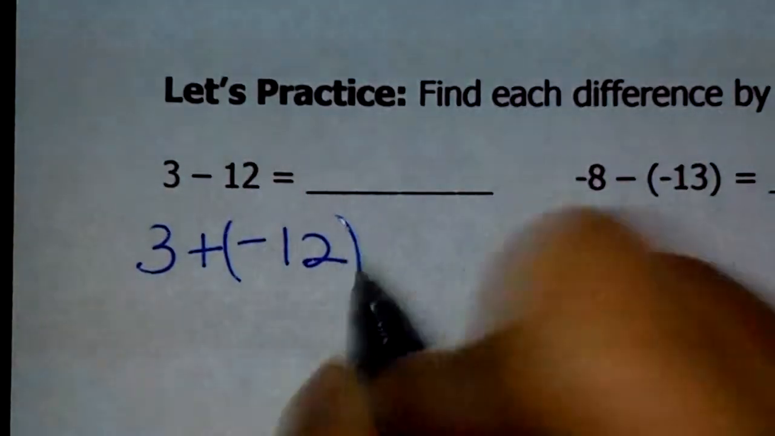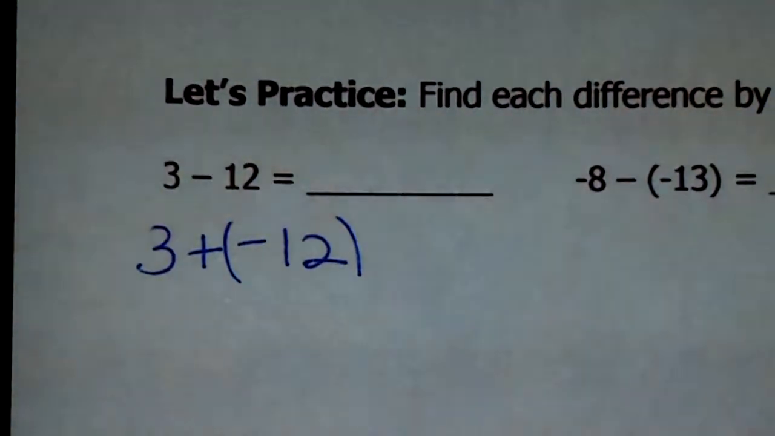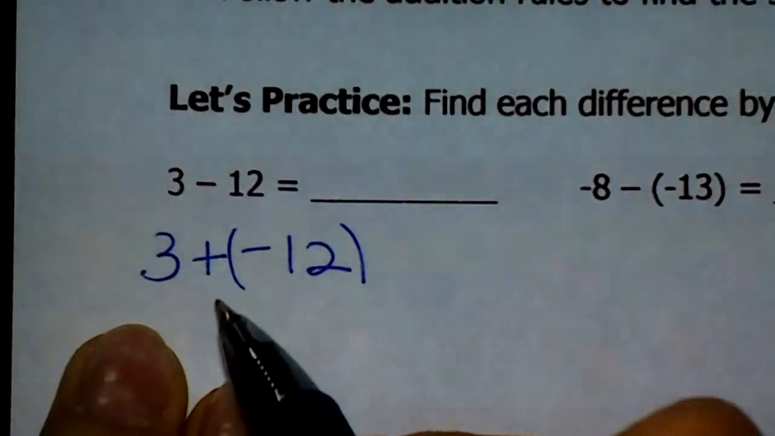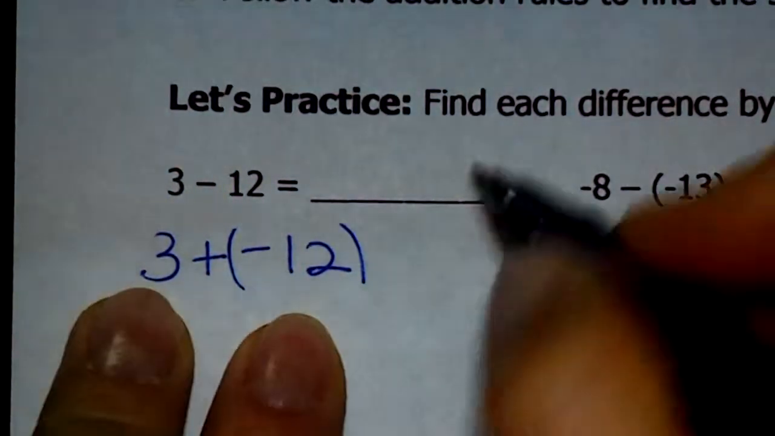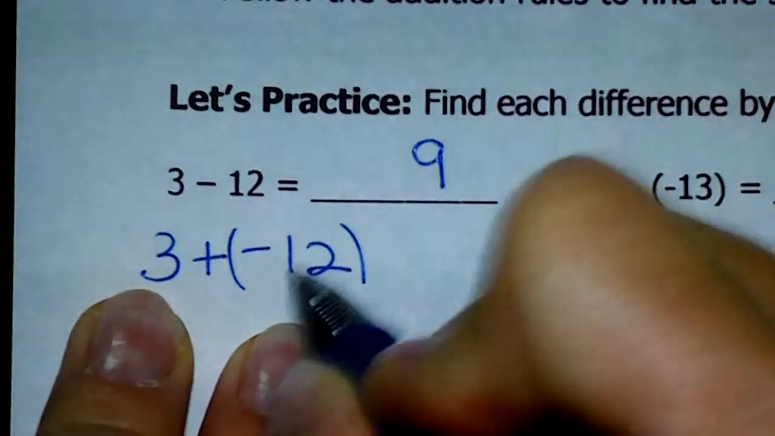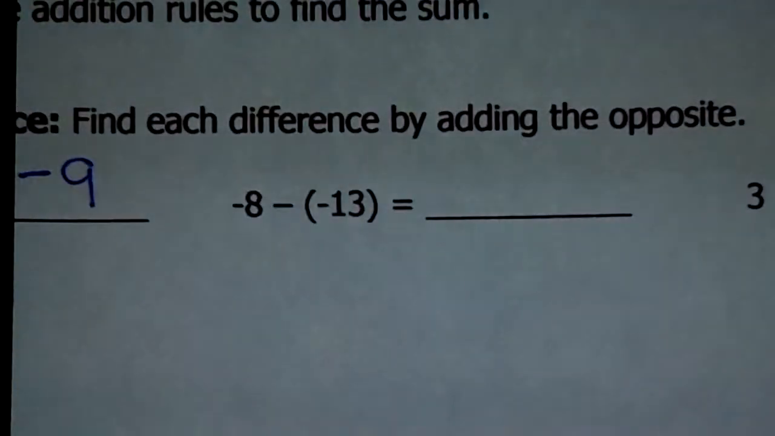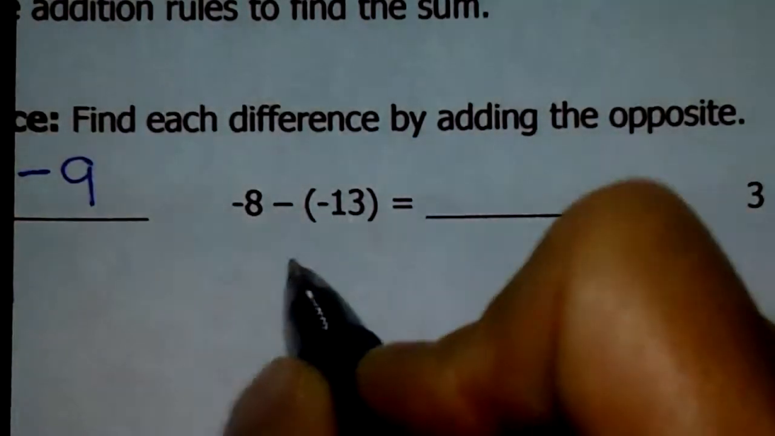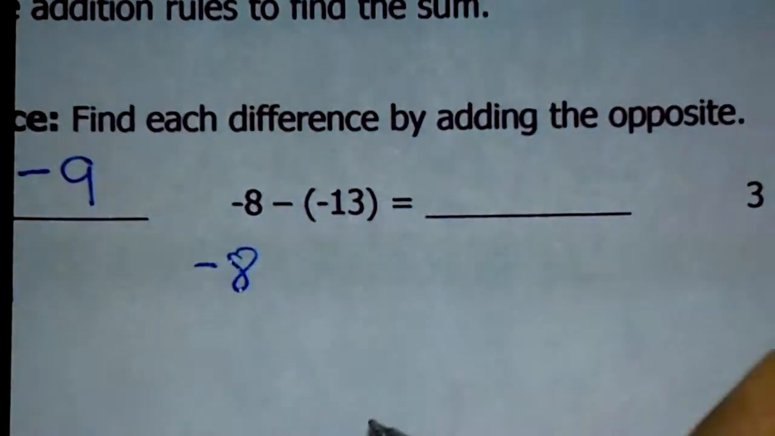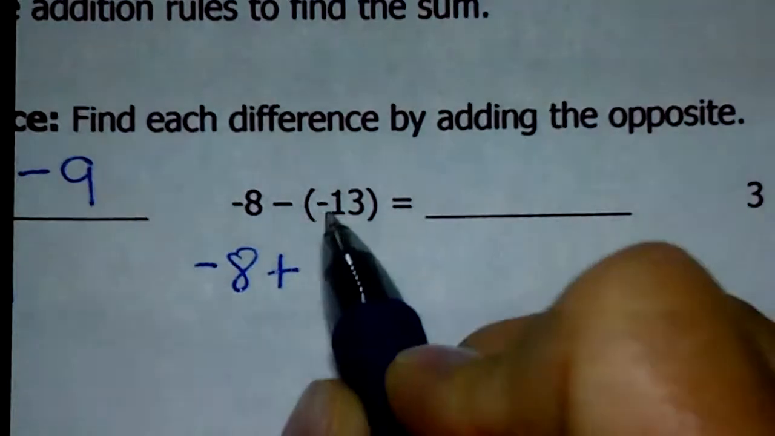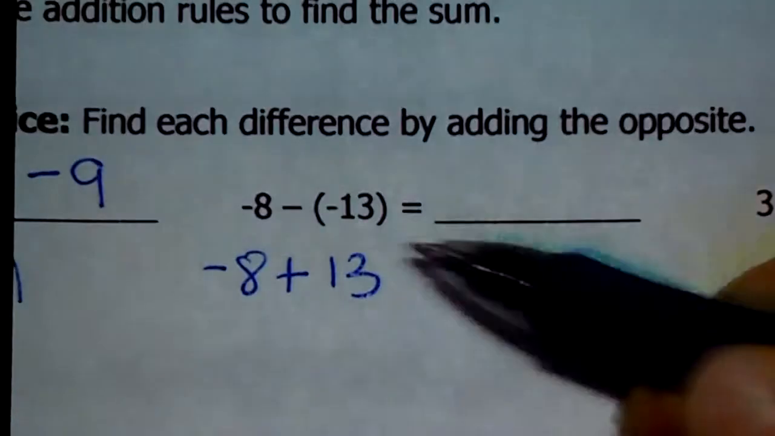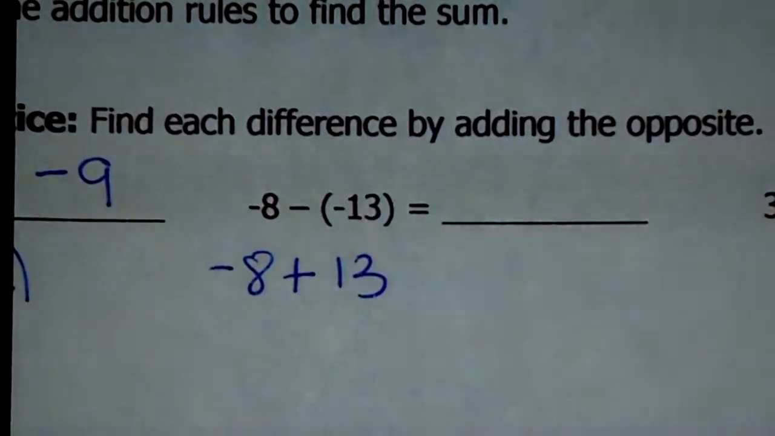I'll put those in parentheses. So that's two different signs. You learned that when there are two different signs and you are adding, because this is an addition problem now, you subtract the digits. 12 minus 3 is 9. You have more negatives than positives. My answer is negative. Next one, negative 8 minus negative 13. Keep, change, change. So keep the negative 8. Change subtraction to addition. Change negative 13 to positive 13. So it's not always going to be a negative number that follows.